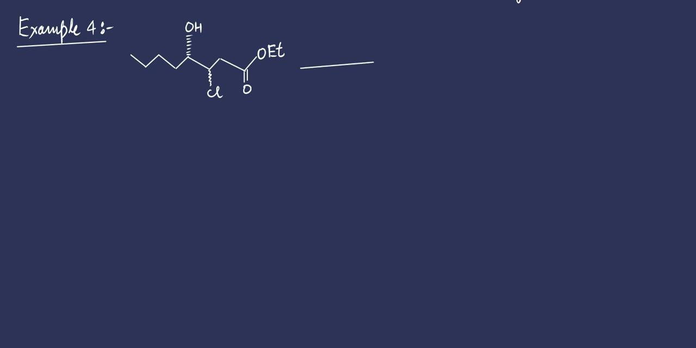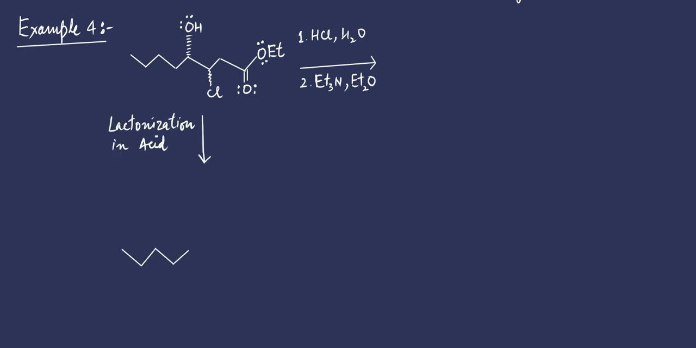Consider this substrate. It is treated with aqueous acid and then with the strong base triethylamine in diethyl ether solvent. This compound has an ester and a hydroxyl group. Therefore, upon treatment with aqueous acid, lactonization will take place with expulsion of the ethoxide group. This will form this lactone.